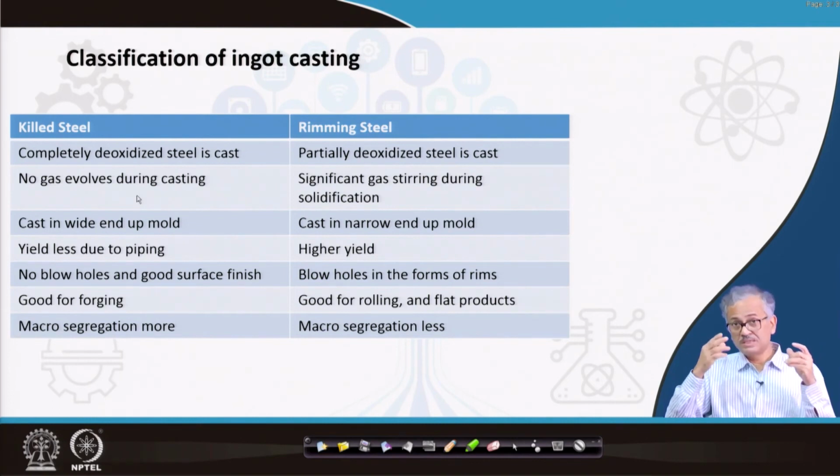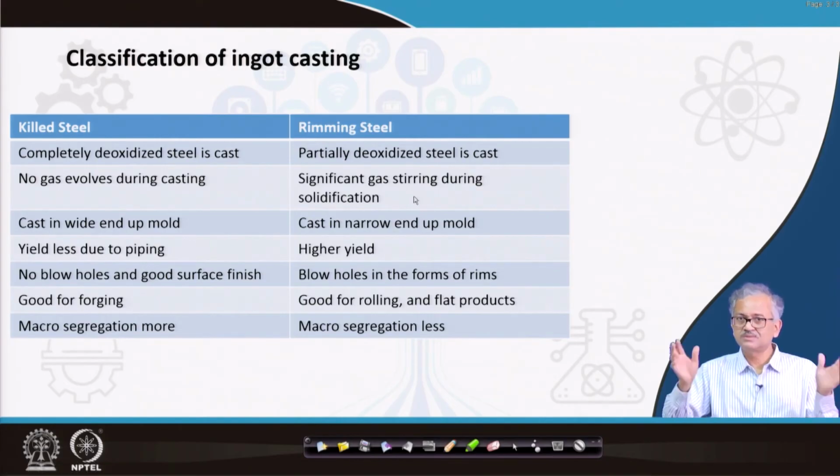But there is a very mild natural convection that carries the rejected solute in a certain pattern. So it yields the positive segregation, you will see. In the case of rimming steel, since the bath is significantly stirred, you do not get any macro segregation because the liquid is mixed throughout. So the composition is homogenized all the time, but here it is not.